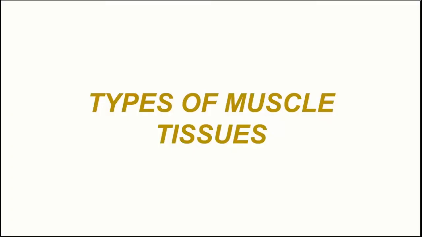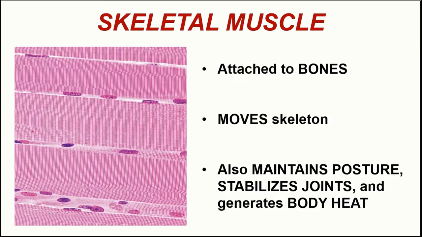Let's take a moment to review the types of muscle tissue since it's been a little while since chapter 4. Now recall that we have three types of muscle tissue in the human body. We have skeletal muscle, we have cardiac muscle, and we have smooth muscle. So let's review skeletal muscle since it's the main focus of chapter 9 here.